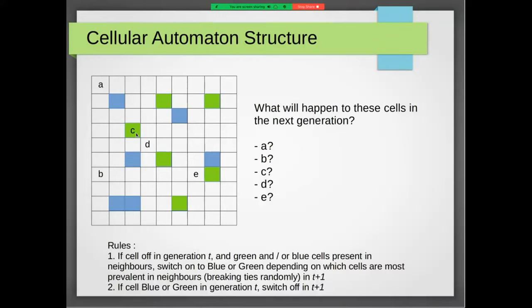Switch off. Say that again, sorry. Switch off. Yes, that's right. So that one's currently green, so that's going to turn off in the next generation. Cell D? Green. Yep, green. So we've got both green and blue in the neighborhood, but there's more green than blue. So that will become green. And then cell E? Either choice. Yeah, could be one or the other. Be a toss of the coin, basically. It'll either go blue or green.